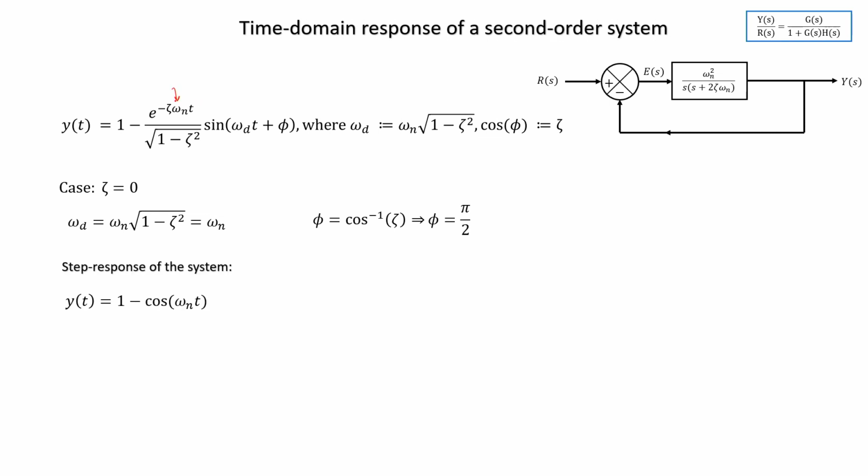Since zeta is equal to 0, this entire exponential term goes to 1, and then this term will become sin of omega n t plus pi by 2, which is cos omega n t. I hope you could follow. So, you see what I have done is sin of omega d t has become omega n t plus pi by 2, and what is this? This is cos of omega n t. So, 1 minus cos of omega n t.